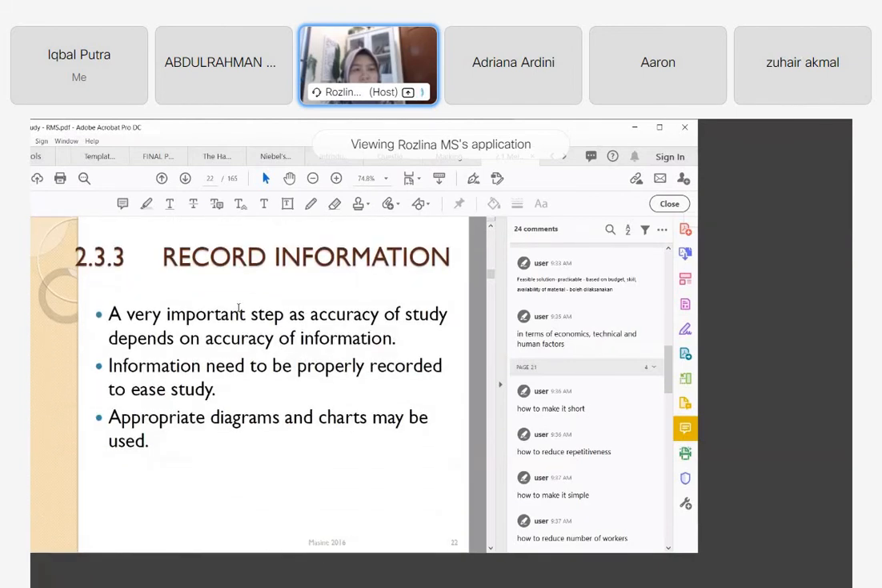Okay, then we go to record information. And this is a very important step, because when you talk about the record, that means documentation. Black and white, documentation. The accuracy of the study depends on the accuracy of the information. Information needs to be properly recorded for each study. You need to record appropriate diagrams. So how to record? We will use appropriate diagrams or charts.